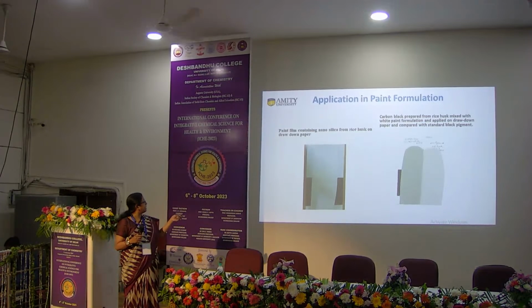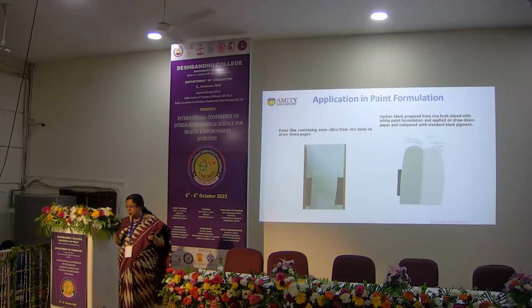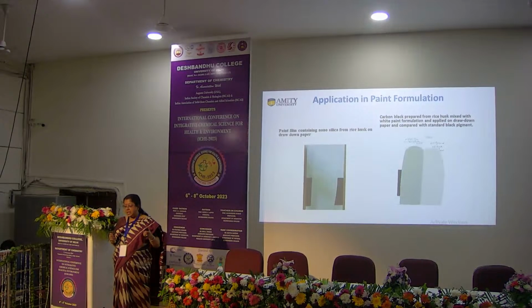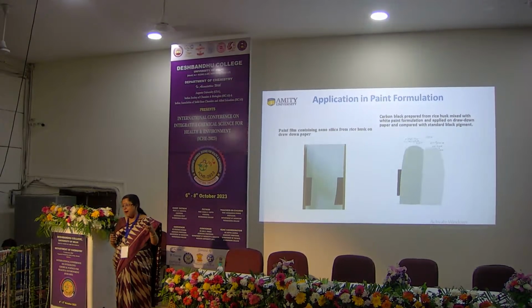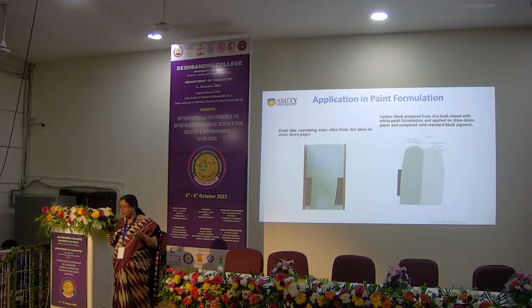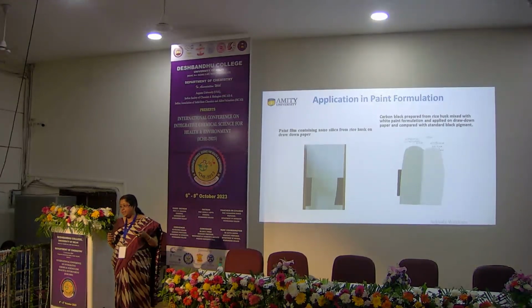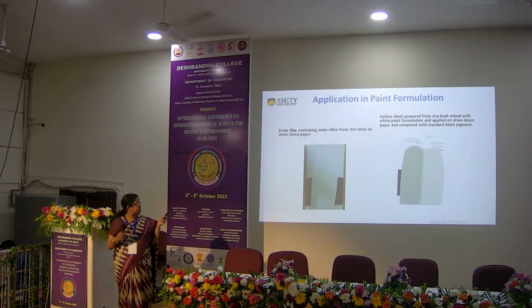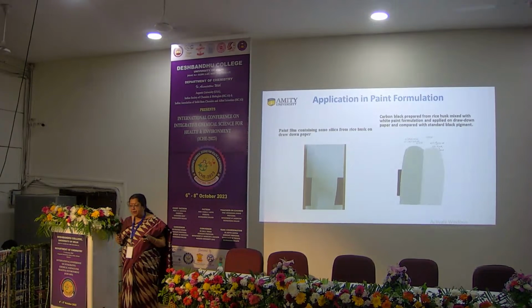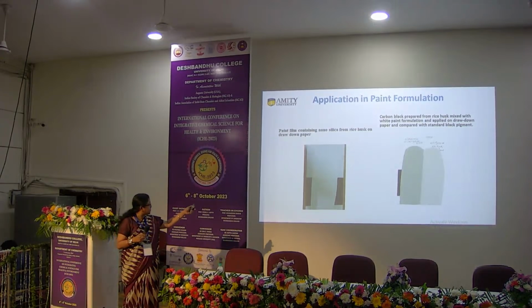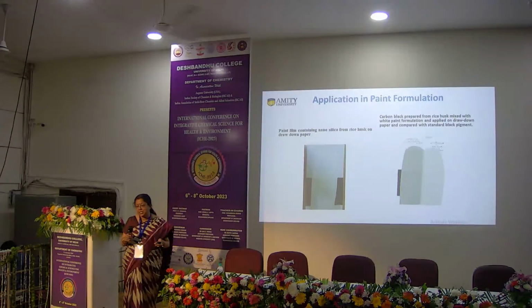The first one is a drawdown paper, usually used for paint application. In this type of paper, half the portion is white and half is black, and a paint film is applied or drawn on it so that it shows the hiding power. You cannot distinguish between the black and white line where the film is drawn.